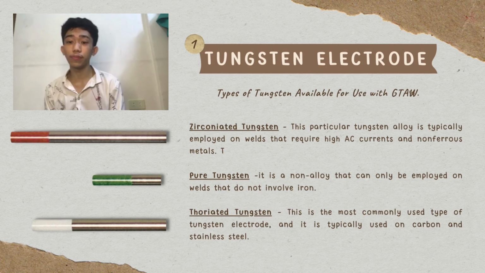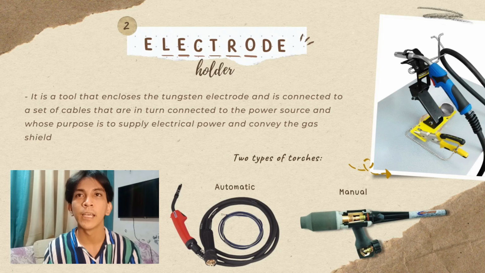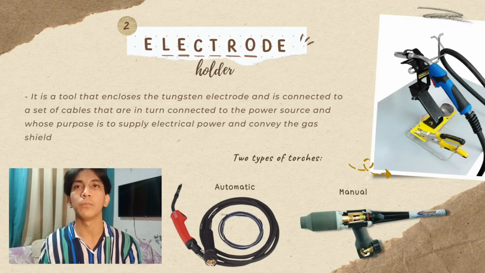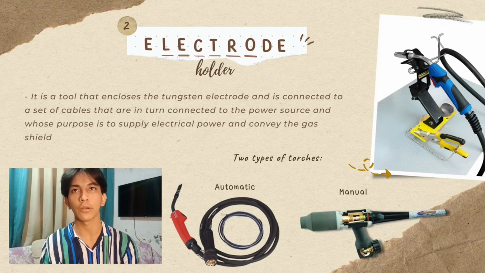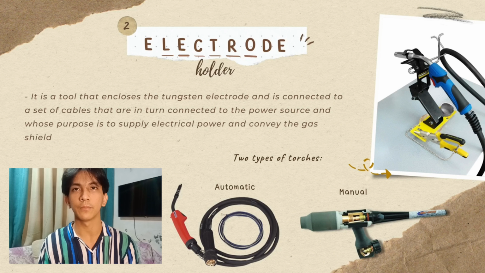Hi, I'm Rico Miguel Baldemoro, and now we will discuss the torch or electrode holder. The electrode holder torch is a tool that encloses the tungsten electrode and is connected to a set of cables that are in turn connected to the power source, and whose purpose is to supply electrical power and convey the gas shield. For you to know, the internal metal parts of the torch are made of hard alloys of copper or brass, so it can definitely transmit current and heat effectively. The torch body is made of heat-resistant materials such as insulating plastic, covering metal components. It is also the one the welder holds and manipulates to make the weld.